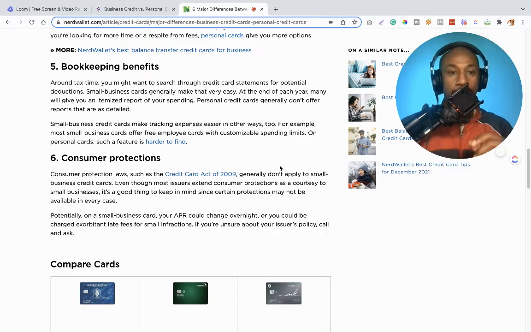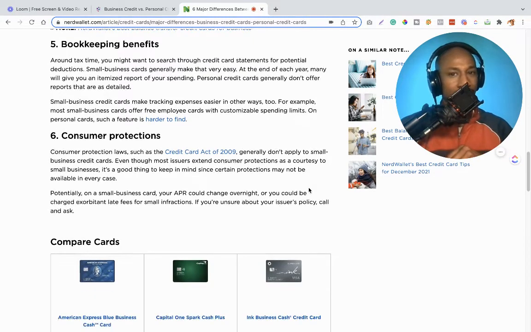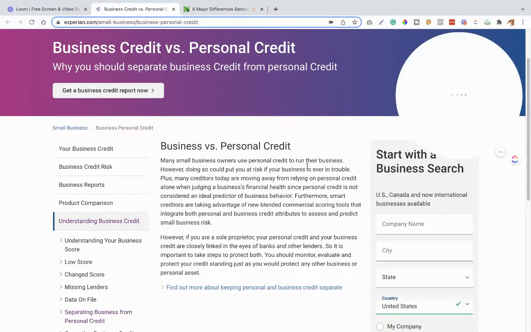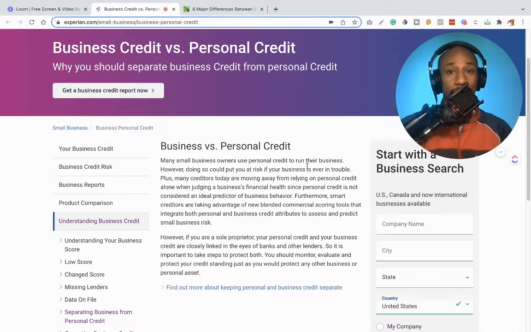Potentially, on a small business card, your APR could change overnight, or you could be charged exorbitant late fees for small infractions. If you're unsure about your issuer's policy, you should call and ask. So, my friends, it should be pretty clear why you want to consider separating the two.